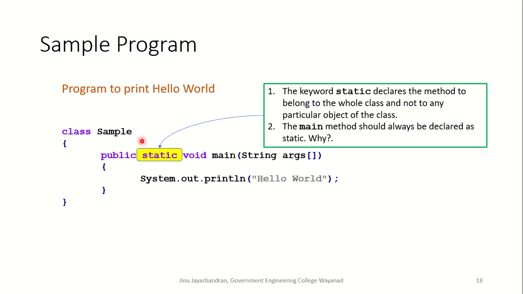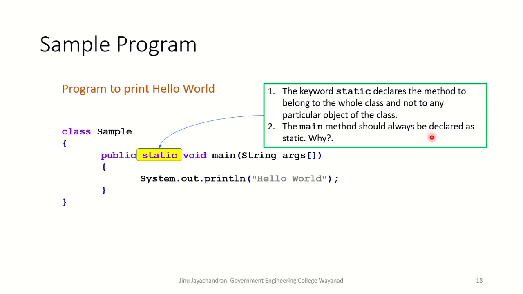Next is an important one. You are declaring main as static. Now static declares a method to belong to the whole class and not to any particular object of the class. Usually when you declare a method inside a class, if you want to access that method, you need to create an object of the class and access it. But if you declare a method as static, you can directly access the method using just the class name. You don't need to create an object.